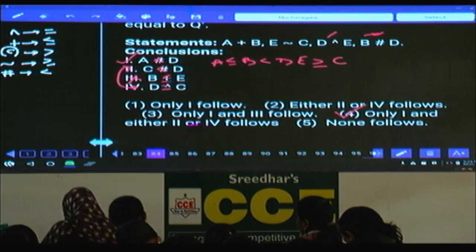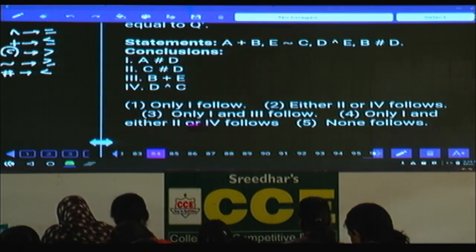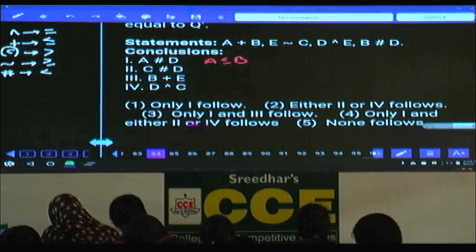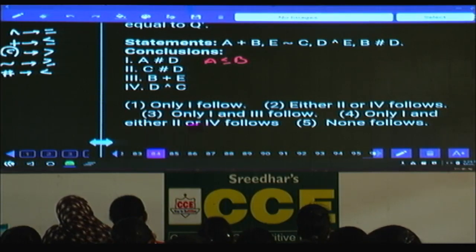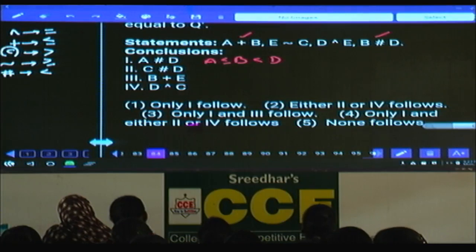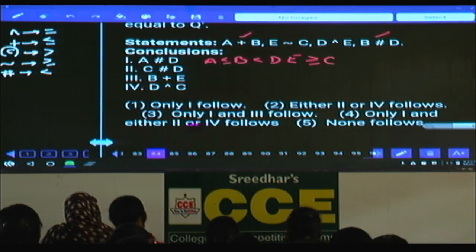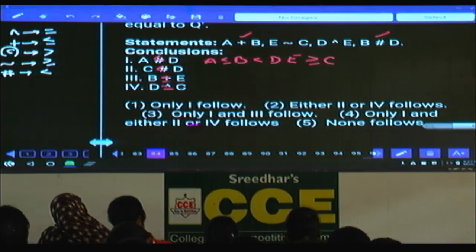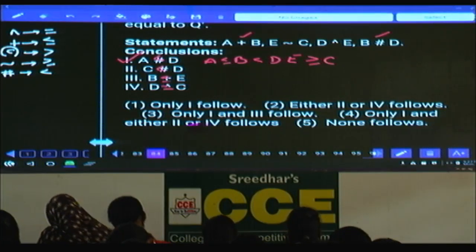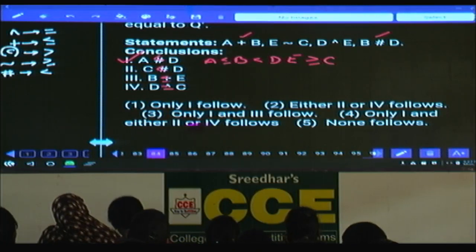Then 85. In this question number 85: A lesser than or equals to B, and E greater than or equals to C. Next, B hash D means B lesser than D. D equals to E, and E greater than or equals to C. Now the first one: hash means lesser than, plus stands for lesser than or equals to, and this is equals to. A lesser than D, true or false? A lesser than D is definitely true. Next one, C lesser than D: between D and C, D greater than or equals to C.